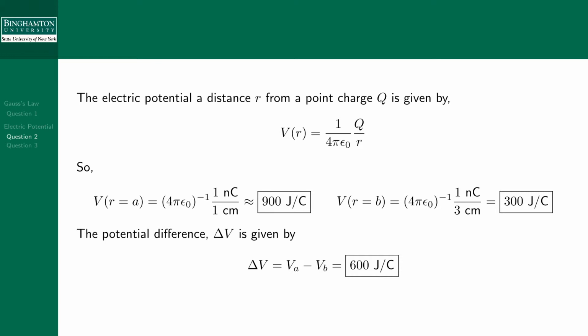Now, the question wasn't clear exactly whether you should do A minus B or B minus A. We'll think about the importance of that in the next question in part D. So our answers here are about 900 joules per coulomb. Remember, a joule per coulomb is a volt. And 300 joules per coulomb, and a potential difference of 600.